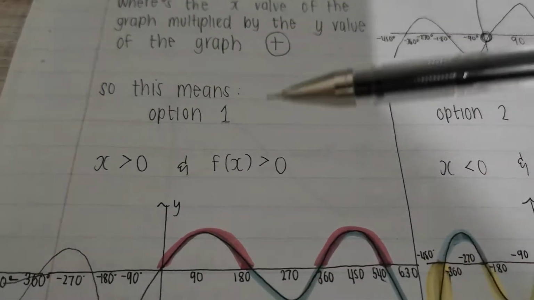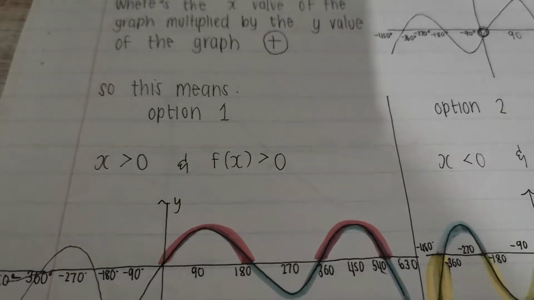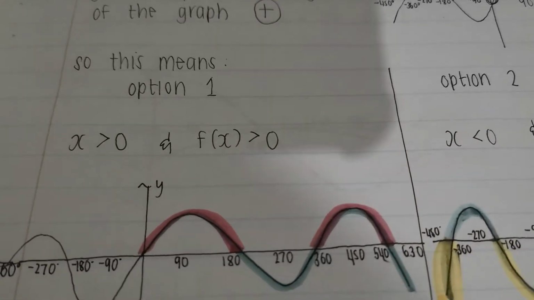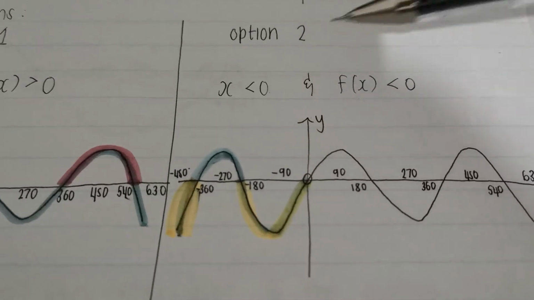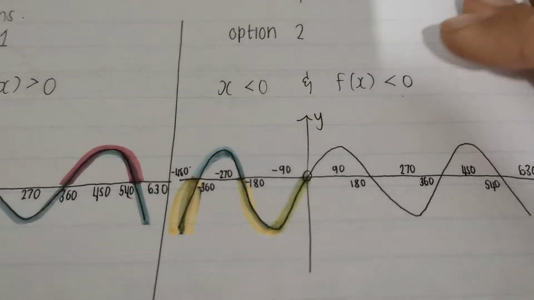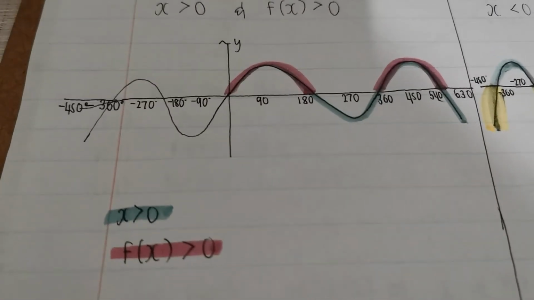x greater than 0, f of x greater than 0. Or else it can be negative times a negative, right? So that means x less than 0 and f of x less than 0. I did the same color coding thing.